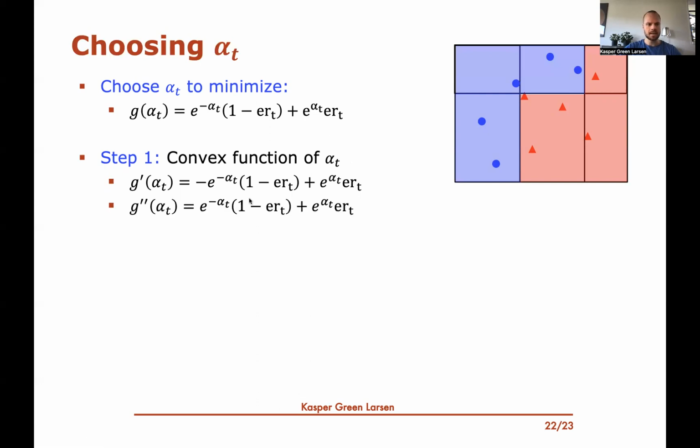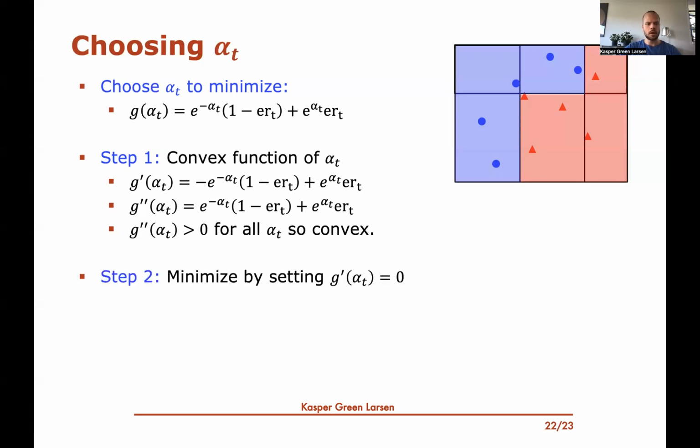Now we compute the second derivative. Again using the chain rule, the minus e to the minus alpha t becomes minus times minus e to the minus alpha t, and then we multiply with the minus that's already there. So we just get an e to the minus alpha t back, times 1 minus the error t, and the second term doesn't change: e to the alpha t times error t. And in this function, the exponential function is always non-negative. e to the alpha t is again non-negative, and error t and 1 minus error t are non-negative. So this is a convex function for all alpha t.